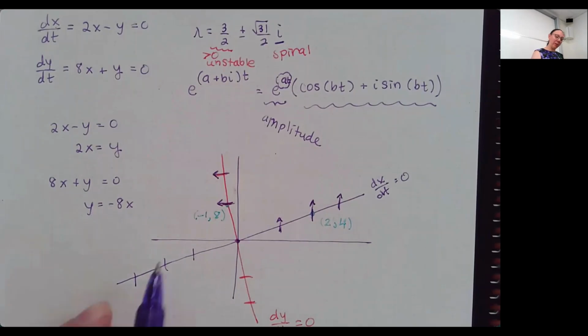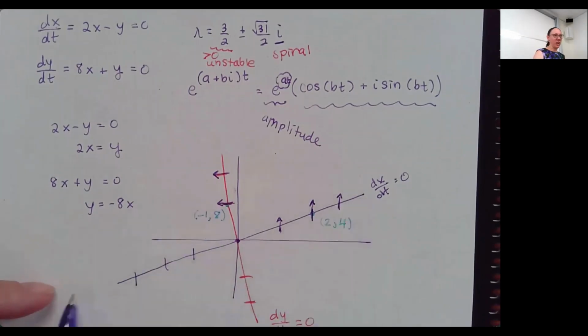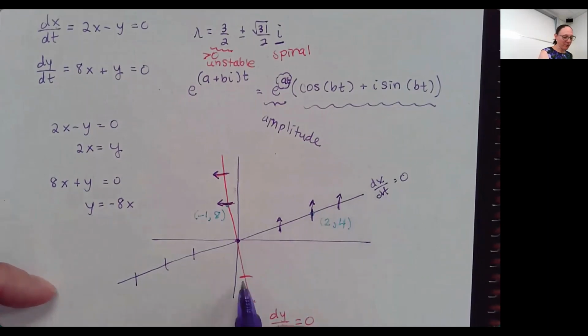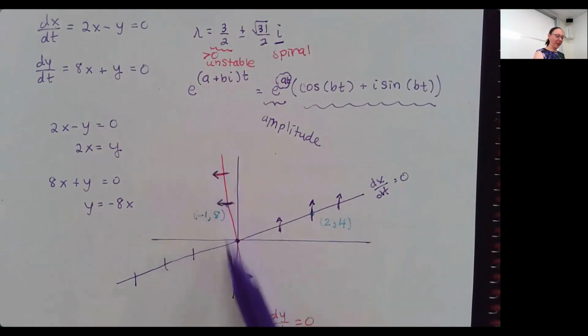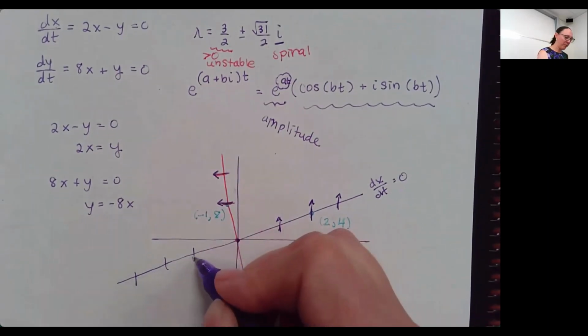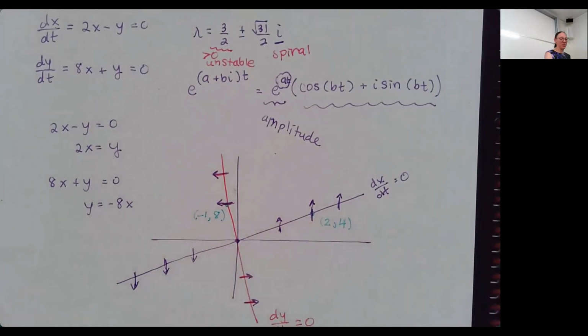I can keep plugging points in, or I can use the fact that I know that the only way to switch from positive to negative is from passing through 0. So if I'm up here and I cross the dx dt null line, I know that my arrows are going to flip. And if I'm over here and I cross the dy dt null line, I know that my arrows are going to flip. But we can also plug in points to show that that's true.